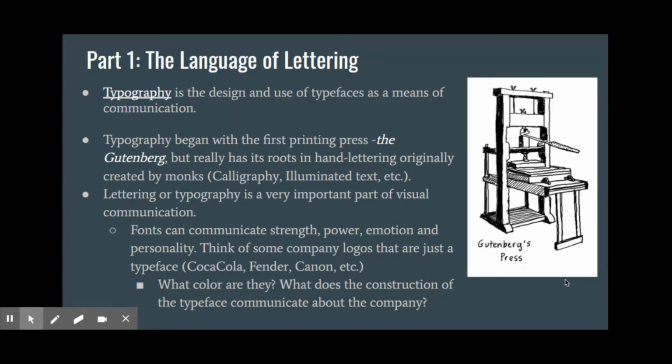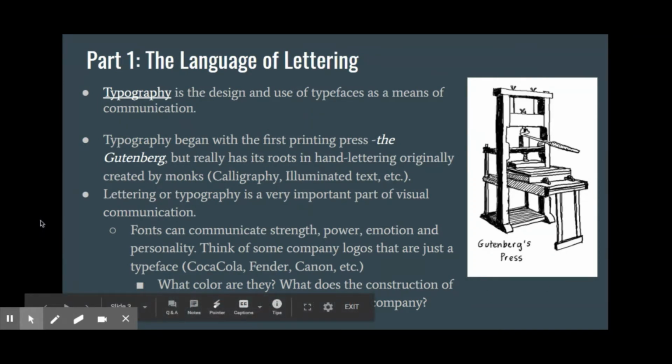Think of some company logos that are just a typeface: Coca-Cola, Fender, Canon, even Nike. What color are they? What does the construction of the typeface communicate about the company? What can you tell about the company from their letter forms?